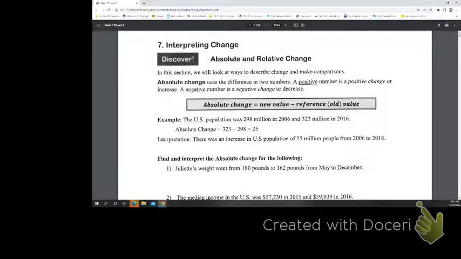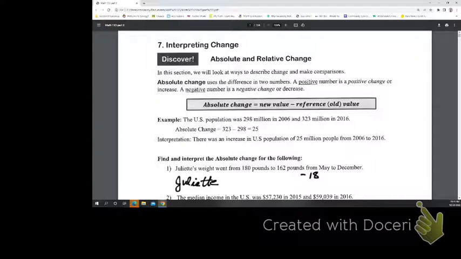So speaking of decrease, we have Juliet's weight, and it went from 180 pounds to 162 pounds from May to December. So if I subtract those two numbers, what do we find out? 18. So is it positive 18 or negative 18? From 180 to 162, it would be negative, right? Because December is the newer one, so her weight went down.